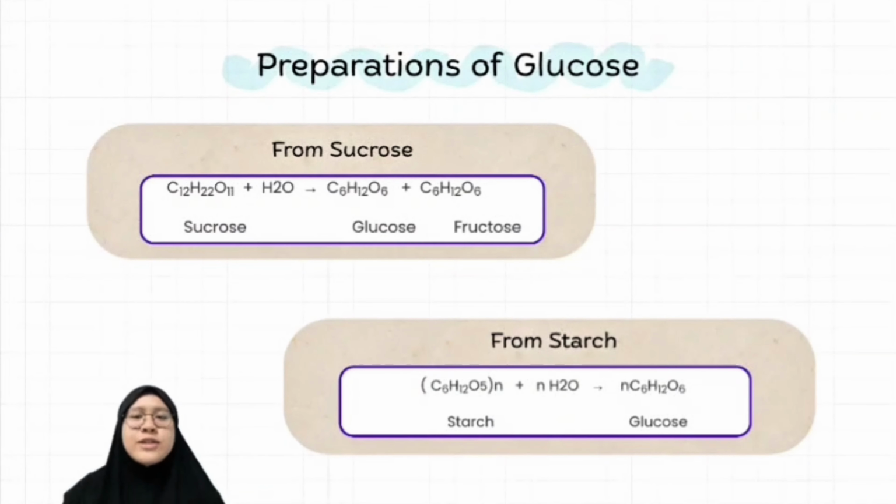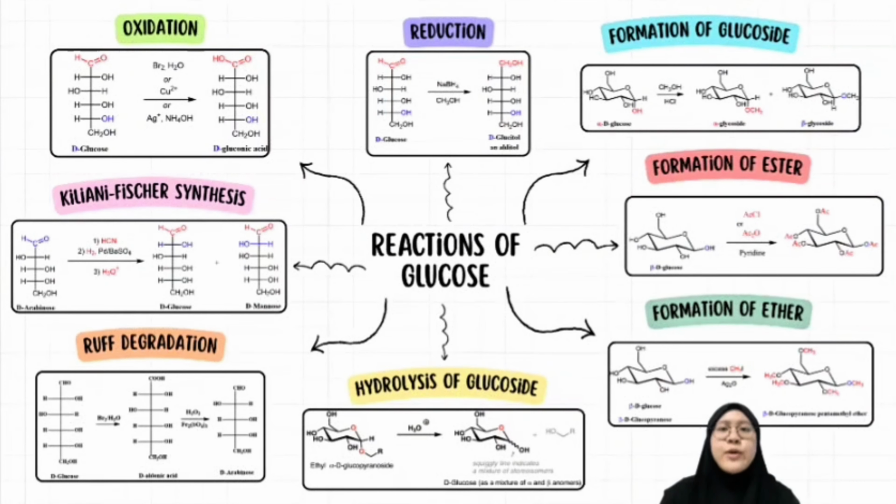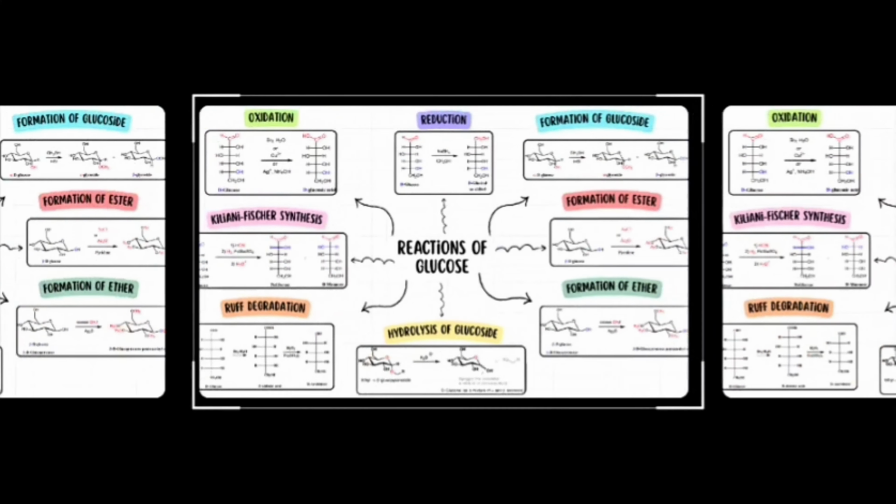Now, the preparation of glucose uses the hydrolysis process. There are two types of preparation of glucose. The first one is from sucrose. We have to react it with water to break it down into 1 molecule of glucose and 1 molecule of fructose. The second one is from starch. We also have to react it with water to break the bonds, yielding n molecules of glucose. There are some reactions of glucose which are oxidation, reduction, formation of glucoside, formation of ester, formation of ether, hydrolysis of glucoside, Ruff degradation, and lastly the Kiliani-Fischer synthesis.